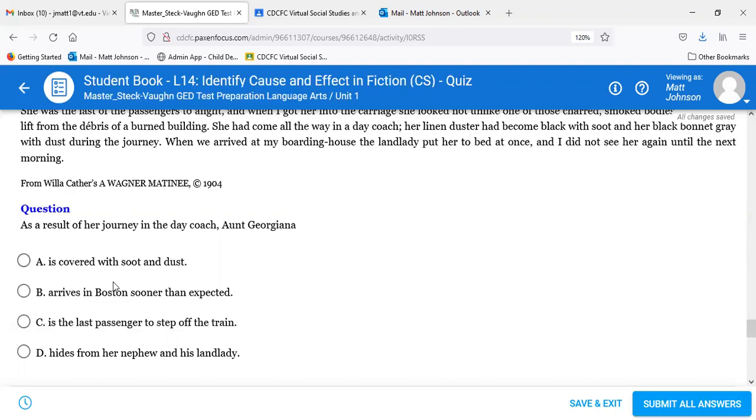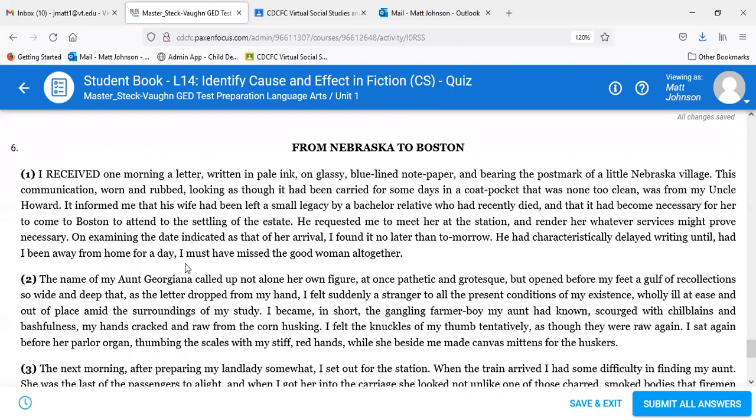As a result of her journey in a day's coach, Aunt Georgiana A, is covered with soot and dust. B, arrives in Boston sooner than expected. C, is the last passenger to get off the train. Or D, hides from her nephew and his landlady. Is it A? Yeah, A, right? We have her compared to somebody burnt, somebody that gets pulled out of a burning building by a fireman, right? So she's covered in soot and dust. So that's 5 for A.